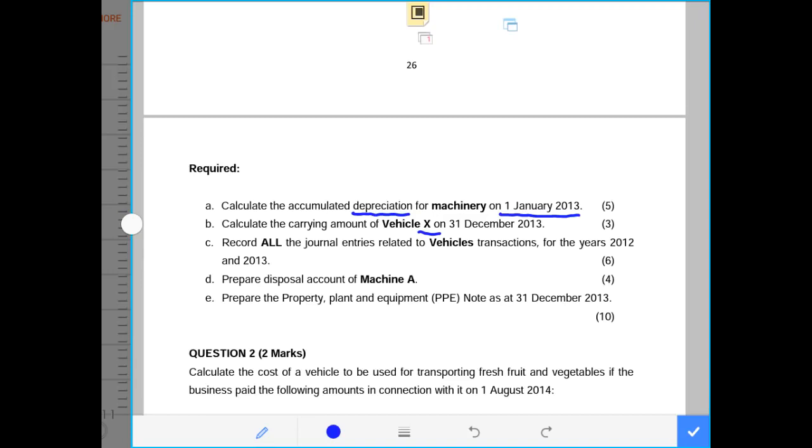So my approach will be mainly focusing on the machine that was disposed, machine A. Then from machine A, we can immediately do the property, plant and equipment note at 31st of December 2013. This property, plant and equipment note, which we sometimes call PPE, will be for the disposed machine and also the vehicles that were bought during the year, because there was no disposal of vehicles during the year. This will be my main focus, my number one, my number two. Then I will go to the rest of the questions after I've completed my property, plant and equipment, or after I've done the asset disposal.